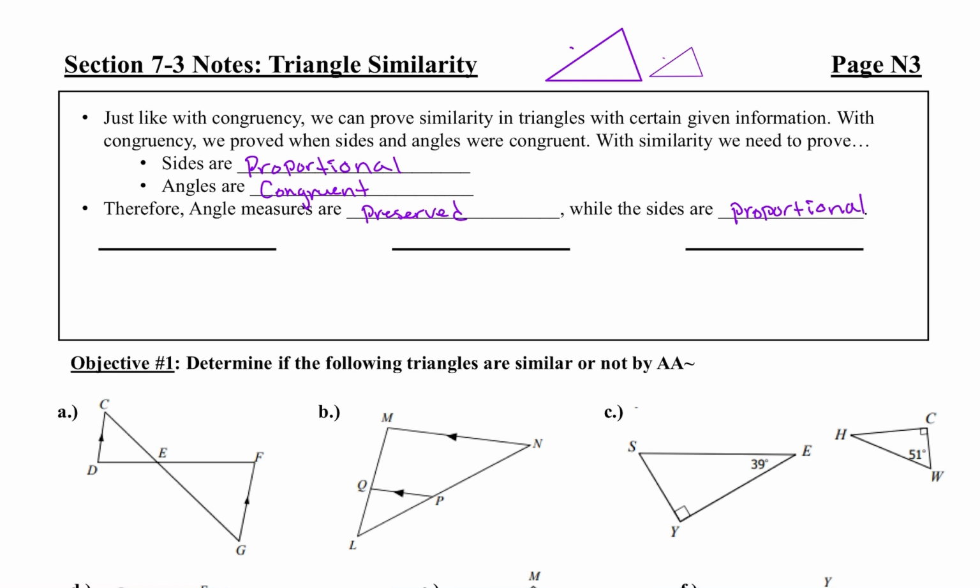We have three ways that we can prove similarity in geometry. Two of them look kind of similar to things that we've seen in the past. The first way you can prove similarity is through side similarity, SSS similarity. What SSS similarity looks like is that all three sides are proportional to each other.